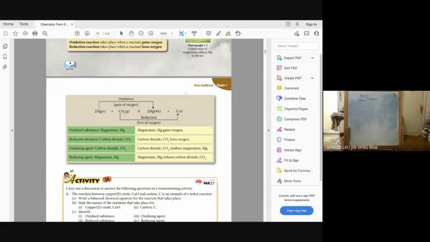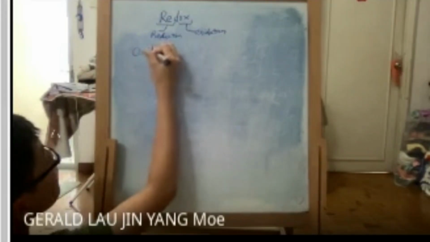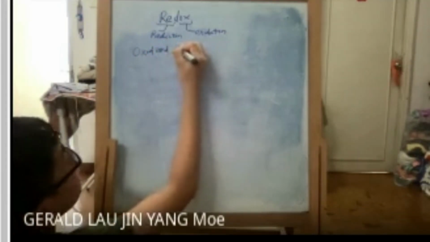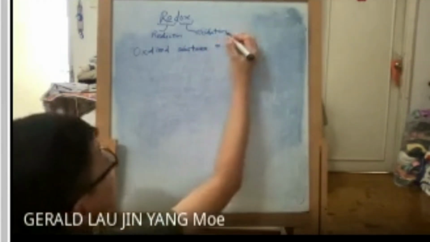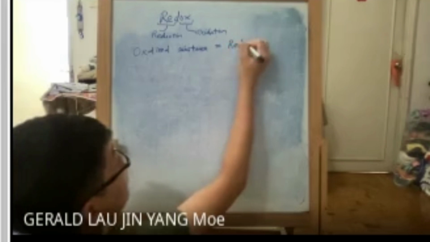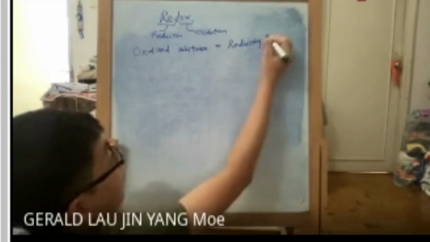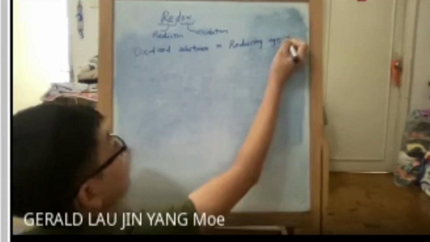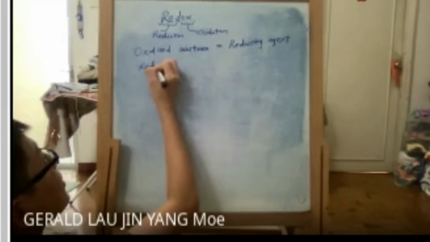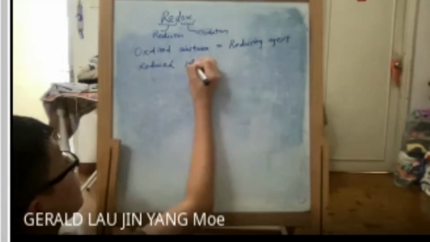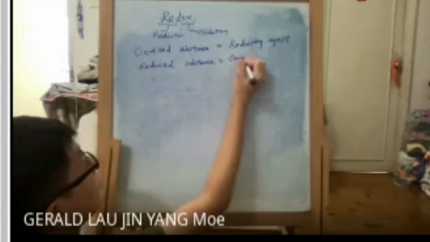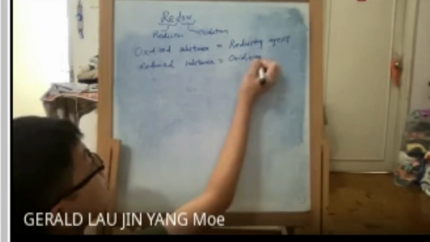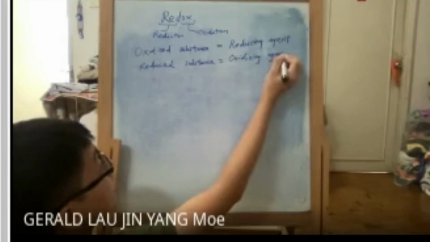Now, how about the oxidizing agent? Remember, the oxidized substance, it's the opposite, equals the reducing agent. Later I will explain why it is like that. Whereas the reduced substance equals the oxidizing agent. It's the opposite. Don't confuse yourself.